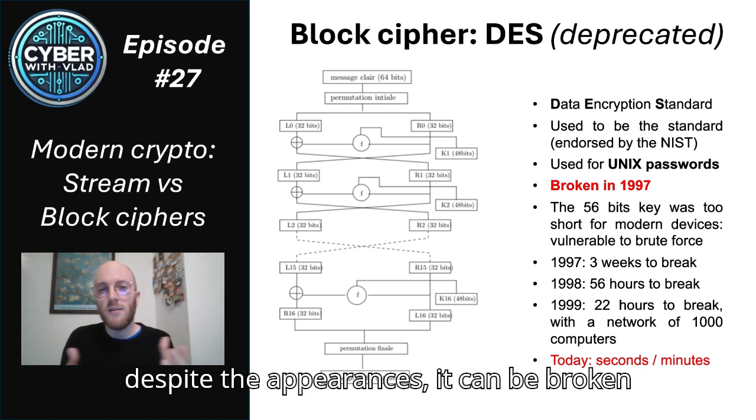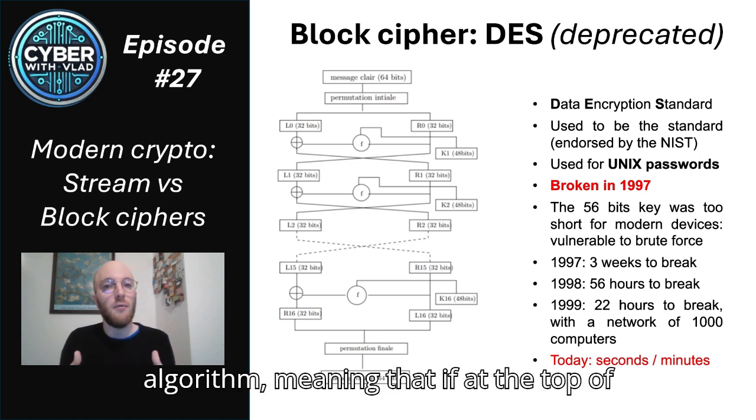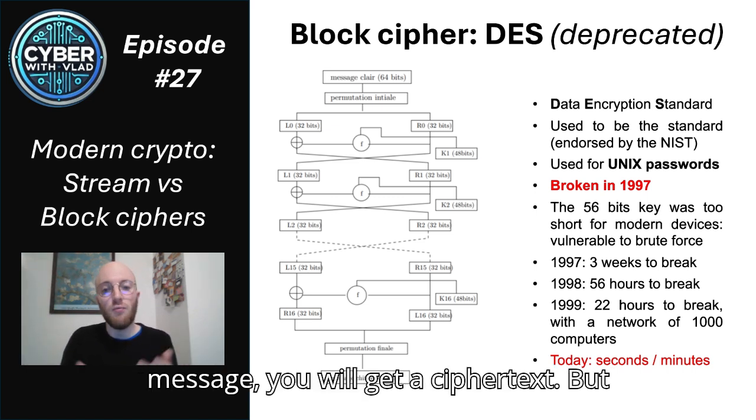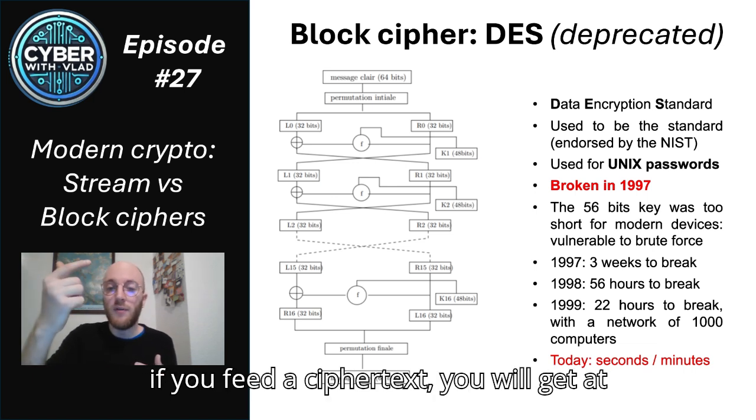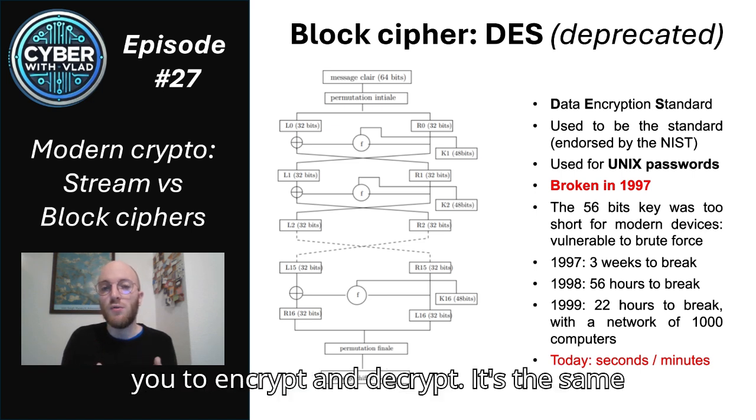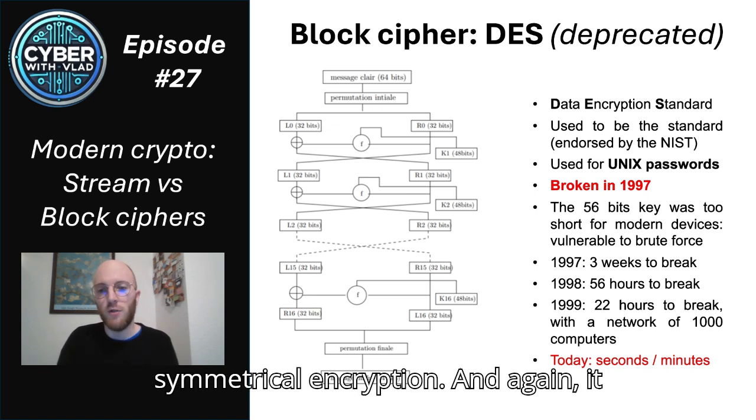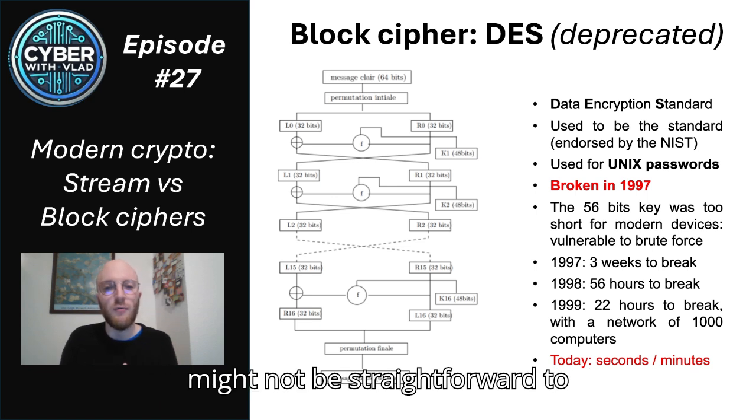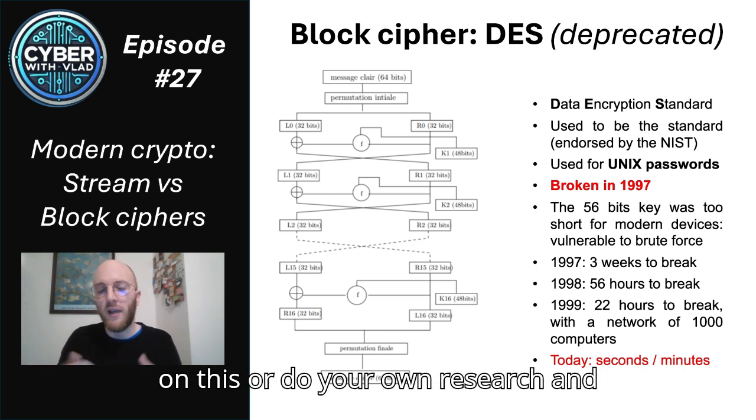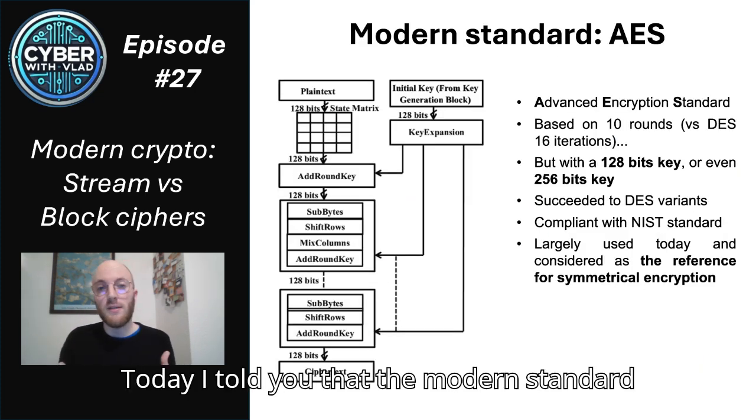It's quite messy, but the idea is that you do that 16 times and you get a DES message. Despite appearances, it can be broken quite easily. Also, last note on the algorithm, it is a symmetric algorithm, meaning that if at the top of the function you put your clear text message, you will get a ciphertext. But if you feed a ciphertext, you will get at the bottom a plain text. So it's the same algorithm which allows you to encrypt and decrypt. It's the same key, which is why we call it symmetrical encryption. Again, it might not be straightforward to understand that you will get back the plain text, but you will have to trust me on this or do your own research and dive further into the DES algorithm. Today, I told you that the modern standard is AES.